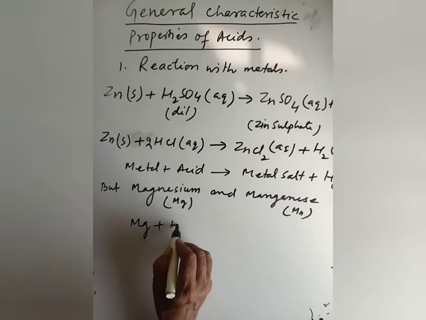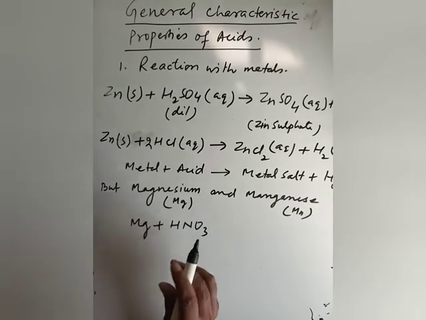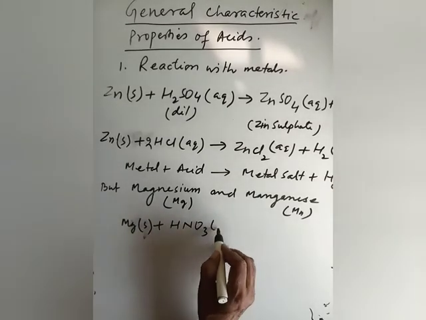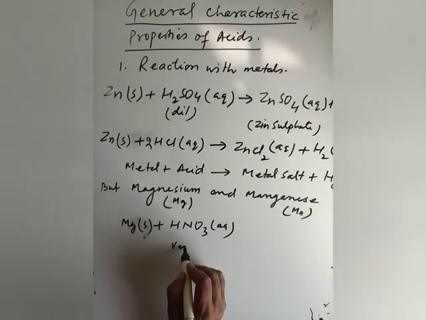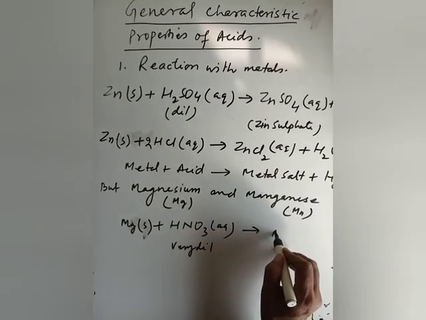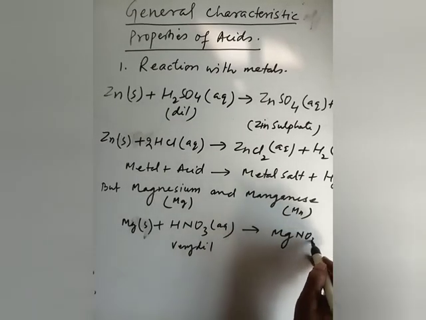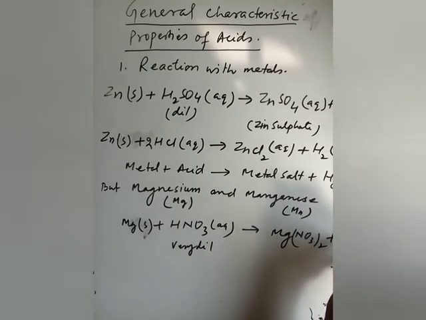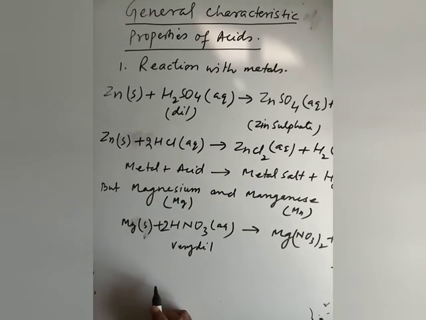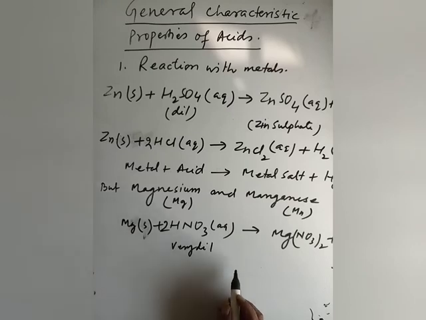Magnesium plus HNO3. This is solid form, and this is aqueous, very dilute. So we get magnesium nitrate, and hydrogen gas is evolved. This is the reaction. In the same way, manganese also reacts with very dilute nitric acid to evolve hydrogen gas. This is in the gaseous form.